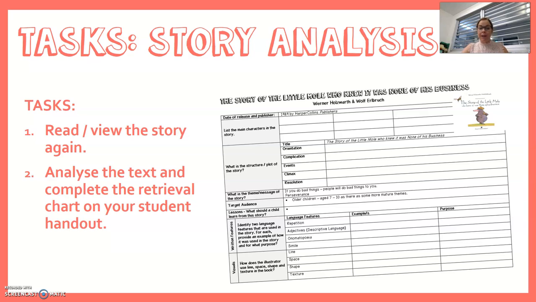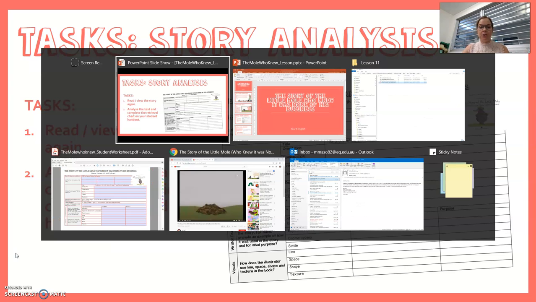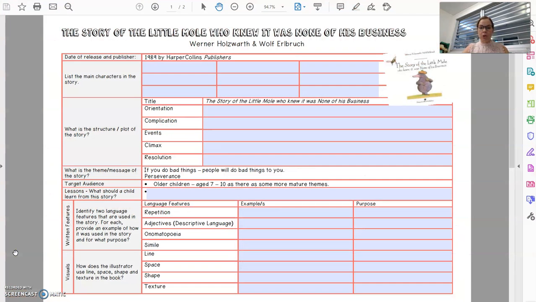Your task now is to read and view the story again. I've included the picture book without the animation so that you can access this and reread and look at details more closely. You're then going to analyse the text and complete the retrieval chart on your student handout. So if you haven't opened up your student handout, which is this one here, the story of the little mole, you'll need to do that now, and then you'll need to list the main characters. So obviously you're going to type straight into the boxes here. Oops, I've got caps lock on. The mole, okay, etc. And you're going to go through and fill in all of the different characters.